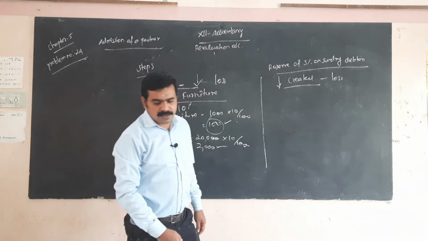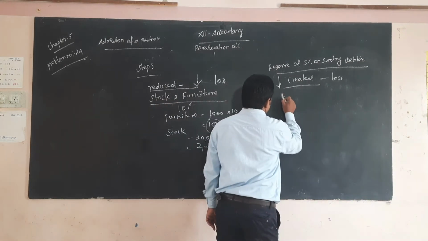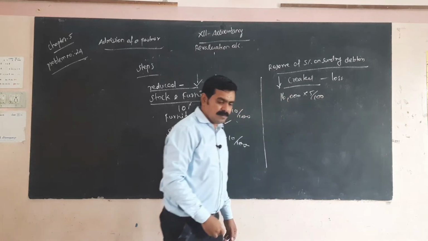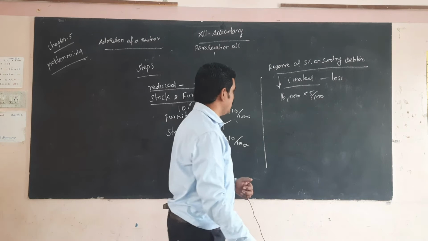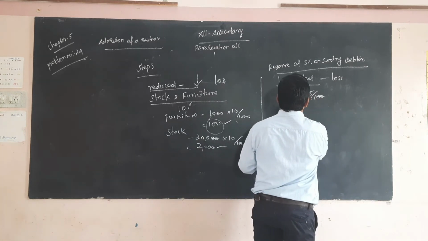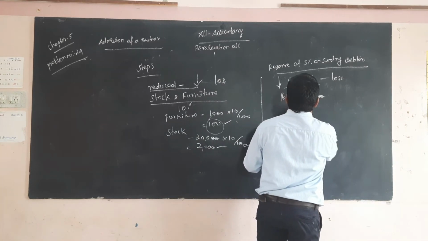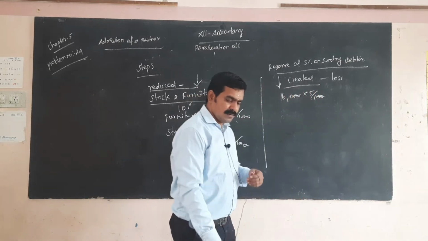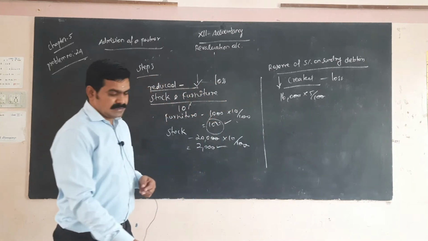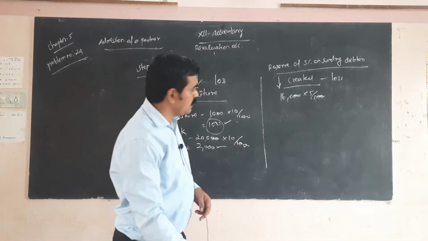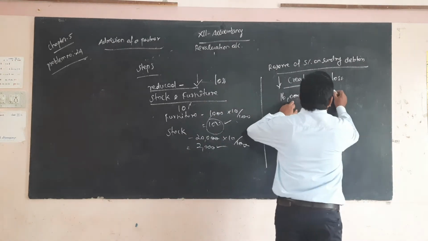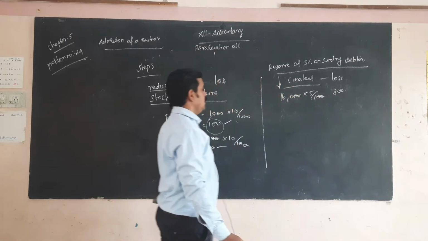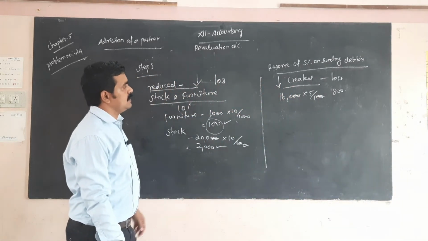So what is the debtors value? 16,000. 16,000 into 5 by 100. What is the amount? The amount is 800. So 16,000 into 5 by 100 is 800. This is the reduced value.